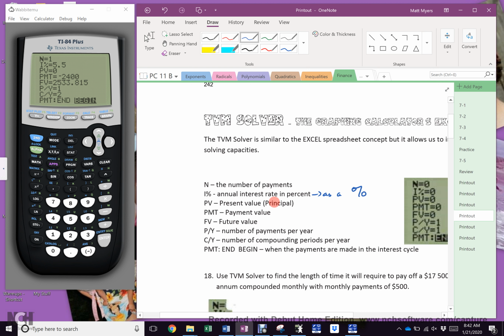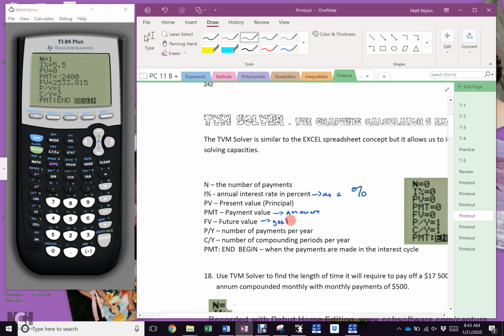PV, present value, principal, I got that right there. Payment value, that is an amount. So if I'm investing $100 a month into my retirement, I would make 12 payments a year, but my payment would be 100. Everybody cool? Yeah. Future value, that's our goal.